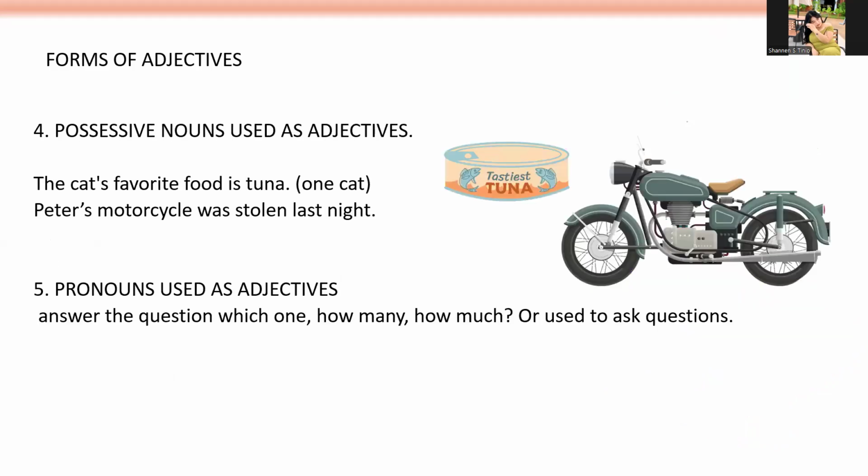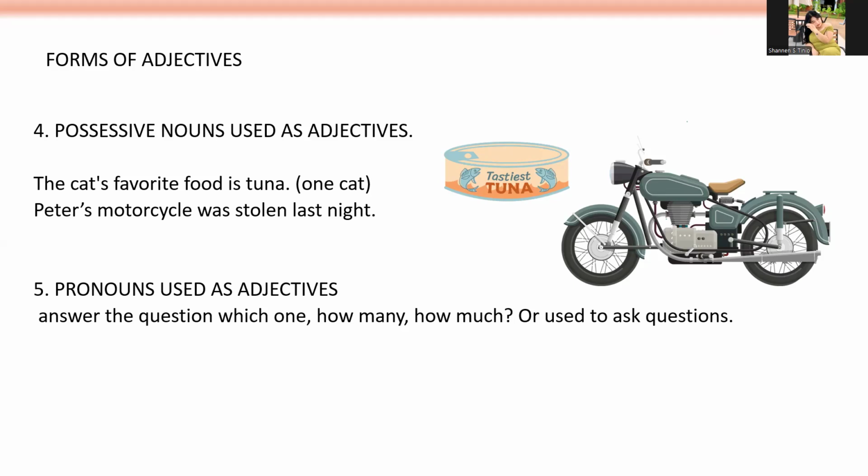Alright. So, number 4 is possessive nouns used as adjectives. When we say possessive, it talks about ownership. Possessive nouns. For example, the cat's favorite food is tuna. What's the possessive noun here? It's cat, right? Di ba sinagot ko sa sarili ko tanong? Bakit siya possessive? Because it has the apostrophe S. The cat's favorite food is tuna.